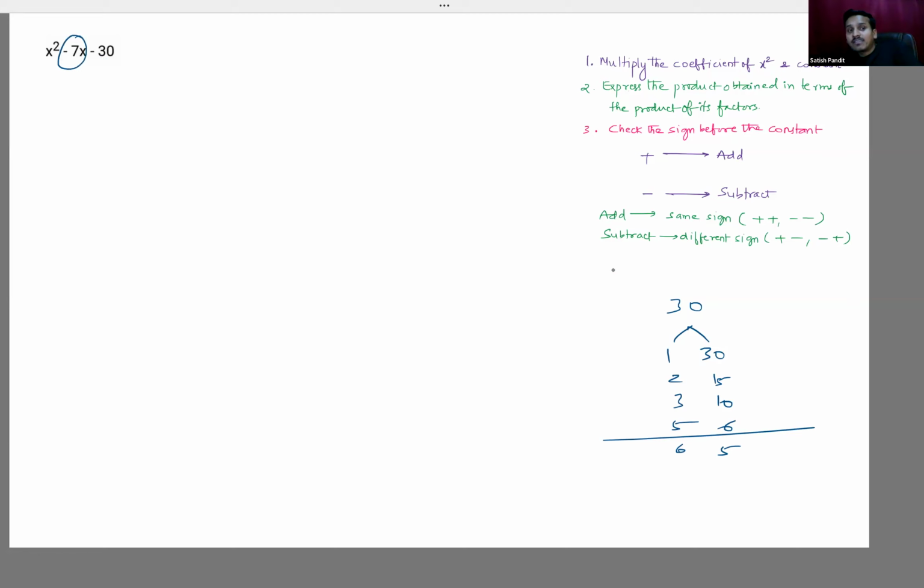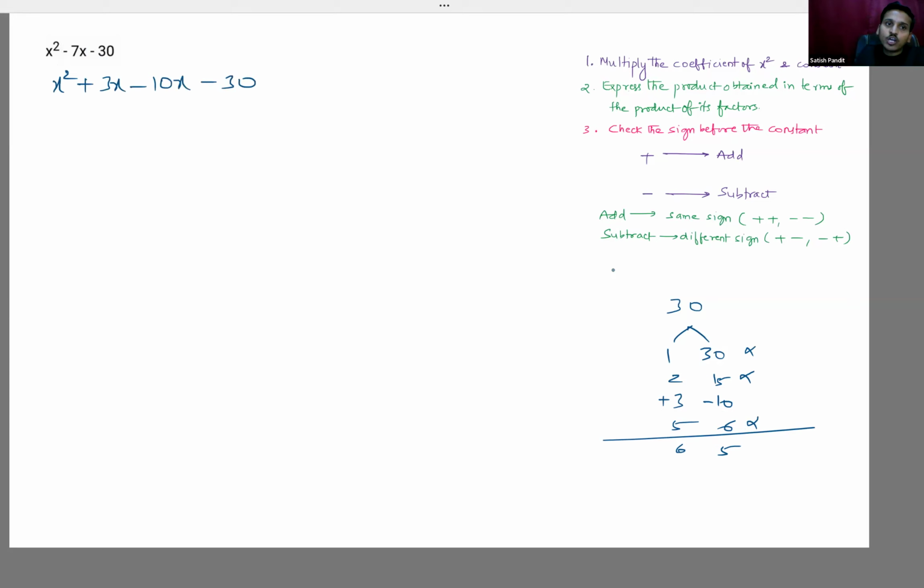And since we want minus 7, the larger number should be negative during subtraction. This is not possible, this is not possible, this is possible, and the larger number should be negative. This is also not possible because if you subtract, you get 1 or minus 1. Okay. So x square plus 3x minus 10x minus 30.